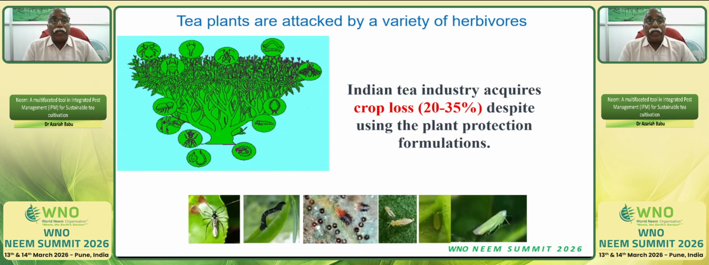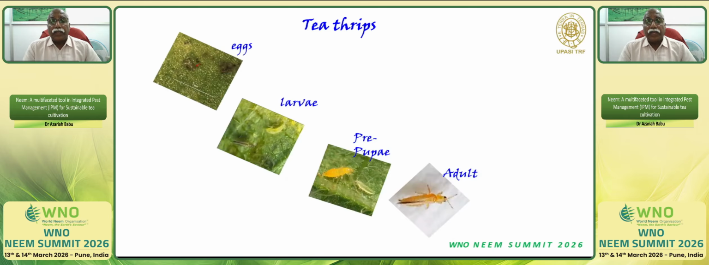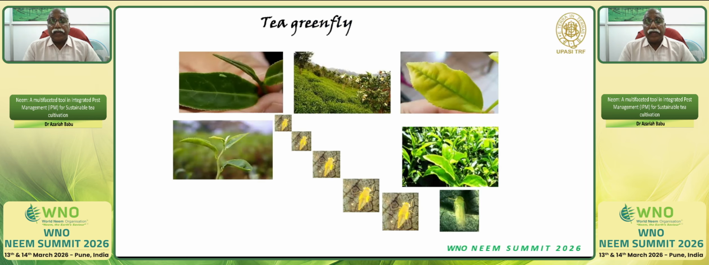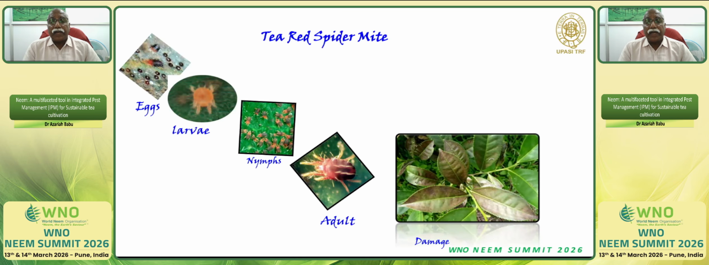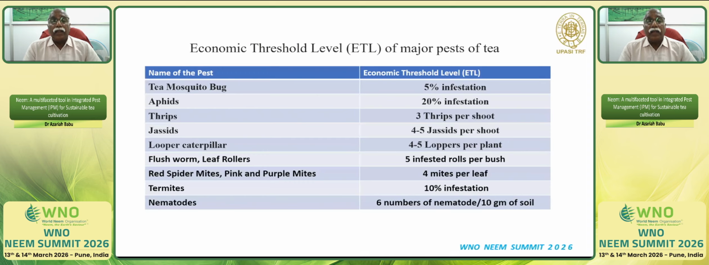So coming to the pests attacking tea, a variety of herbivores attack from the top foliage to the root system. The Indian tea industry incurs a crop loss of 20 to 35% despite using plant protection formulations. These are the important pests of tea: the tea mosquito bug, tea thrips, tea green fly, red spider mite, and the leafhopper or Hypocetra, which is more prevalent in Northeast India.